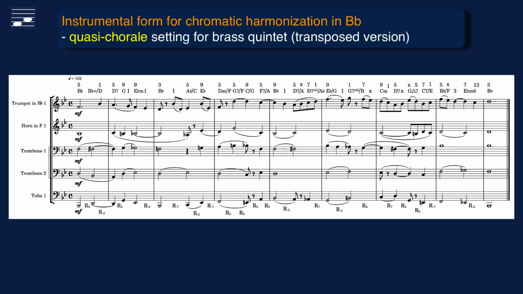The instrumental form is a quasi-chorale setting for brass quintet. It is transposed down by a major second to obtain a more suitable key for these instruments.